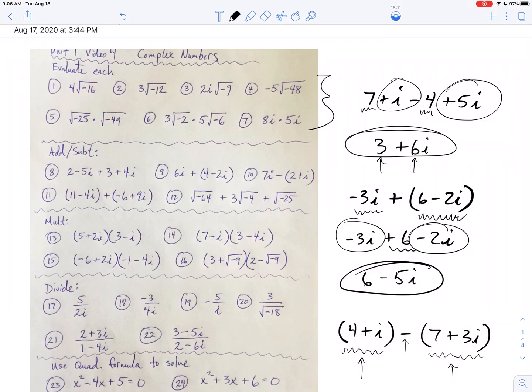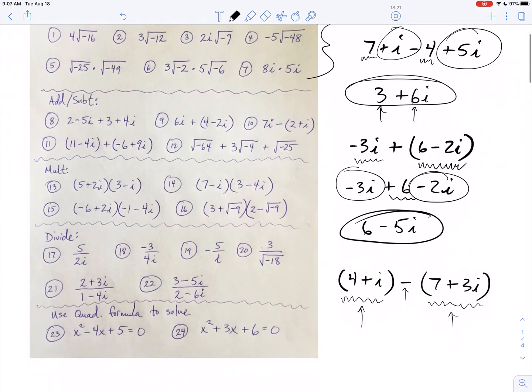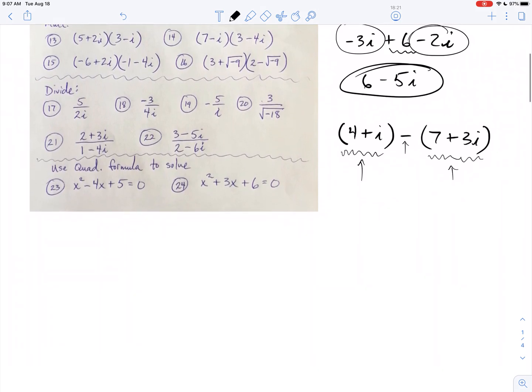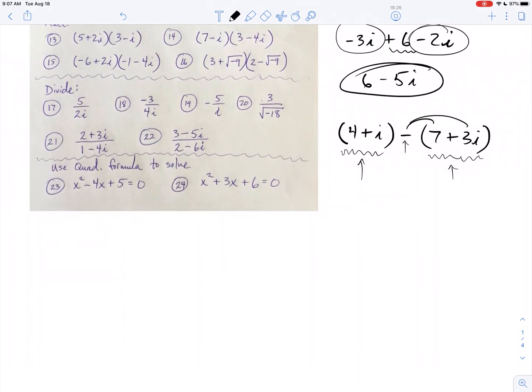Sometimes the parentheses are necessary. They will affect a change in the problem. Sometimes they are not necessary, and they won't change the problem. So here we go. How would this affect me? Well, I would distribute the negative. That's it. Here, I would say 4 plus, I do not need the parentheses. But in my next statement, it would be negative 7 minus 3i.